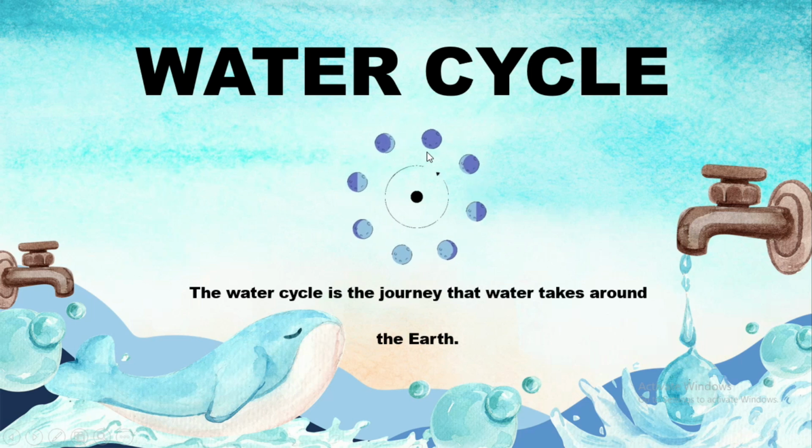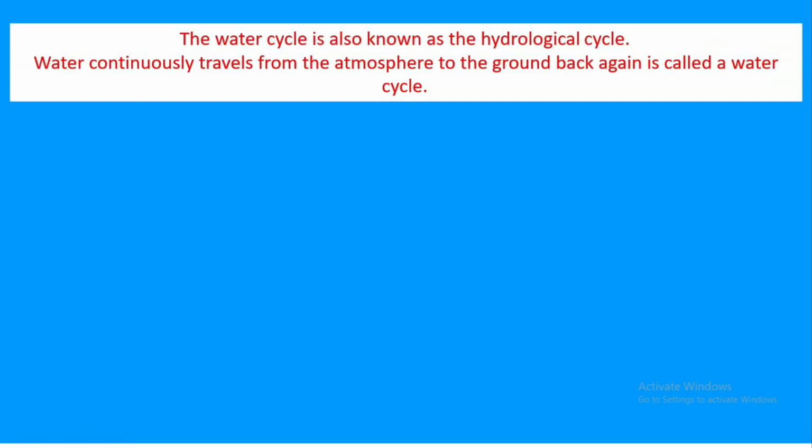Now, let us go into detail about the water cycle. The water cycle, also known as the hydrological cycle, describes the continuous movement of water on, above, and below the surface of the Earth. Earth's natural mechanism for transporting and recycling water between the surface and the atmosphere is the water cycle. Water continuously travels from the atmosphere to the ground and back again.